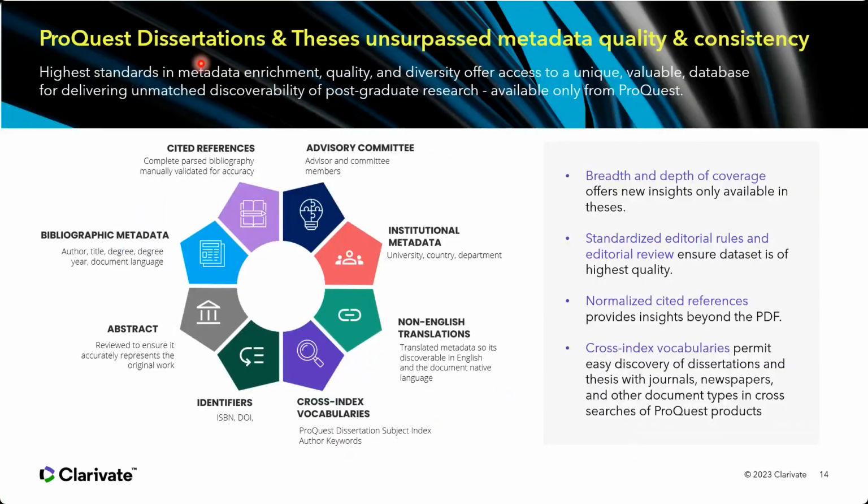Now, this is just to explain that once the dissertation or thesis is submitted to ProQuest or Clarivate, there will be some editorial work done, where the cross-indexed vocabularies are indexed, so that it can be easily discovered, whether you are exploring by the name of the university, by subject indexing, by searching within the subject, or by the advisory committee or something like that. So it's easy to discover. That's why it has cross-indexed vocabularies.